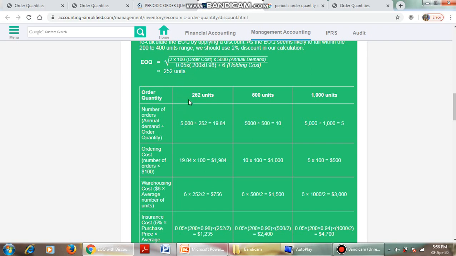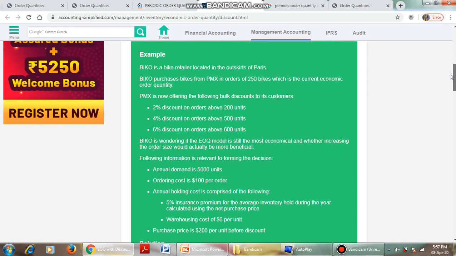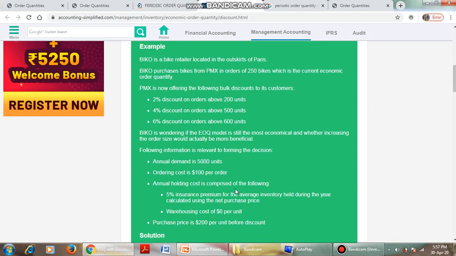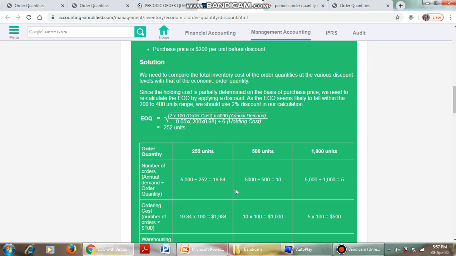Now, in which order quantity will he be more economical? How will he get the profits? The number of orders is annual demand divided by order quantity. The annual demand is 5,000, given at the beginning. So 5,000 divided by the EOQ of 252 gives 19.84.